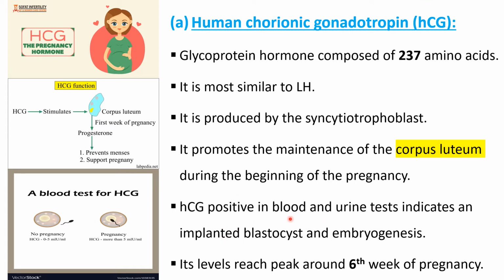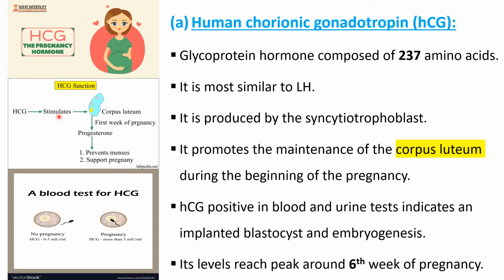The doctors take blood and urine samples for detecting the human chorionic gonadotropin. If HCG is found to be positive in those tests, it is confirmed that the blastocyst is implanted and embryogenesis has already begun. The levels of human chorionic gonadotropin in the maternal blood reach their maximum or peak level around the 6th week of the pregnancy. This small chart represents the functioning of the human chorionic gonadotropin.